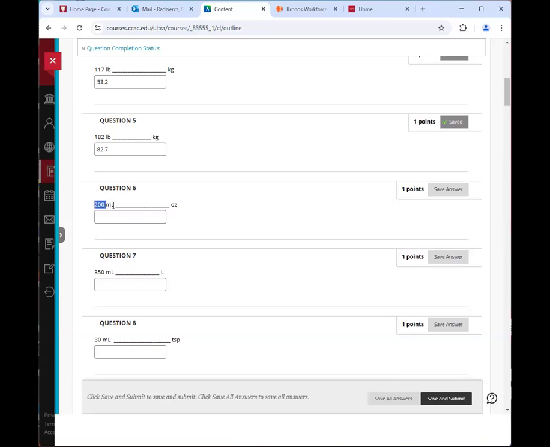All right, here's another one going from 200 milliliters to ounces. The trick here is, hopefully you know already now, that 1 ounce is equal to 30 milliliters. So I'm just going to take 200 and divide by 30. And I'm going to get 6.6 repeating. So my answer is going to be 6.7 ounces.